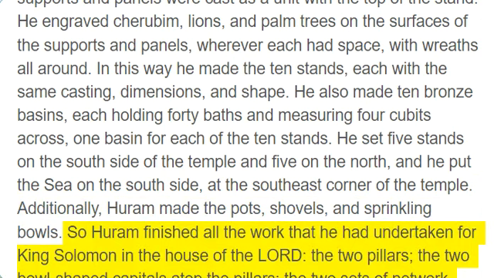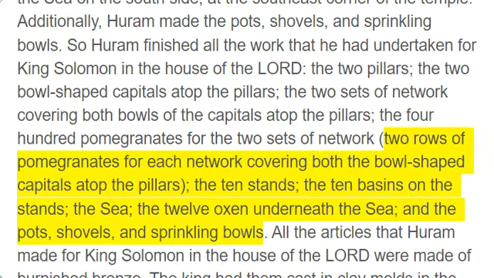So Huram finished all the work that he had undertaken for King Solomon in the house of the Lord: the 2 pillars, the 2 bowl-shaped capitals atop the pillars, the 2 sets of network covering both bowls of the capitals atop the pillars, the 400 pomegranates for the 2 sets of network, 2 rows of pomegranates for each network covering both the bowl-shaped capitals atop the pillars, the 10 stands, the 10 basins on the stands, the sea, the 12 oxen underneath the sea, and the pots, shovels, and sprinkling bowls.